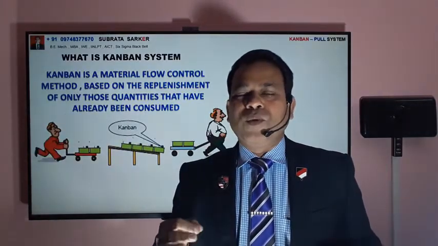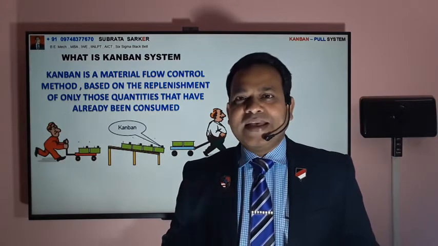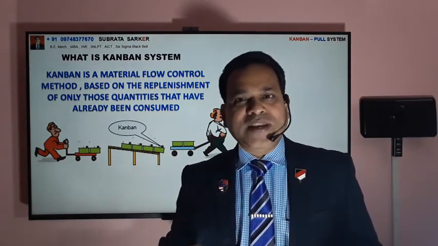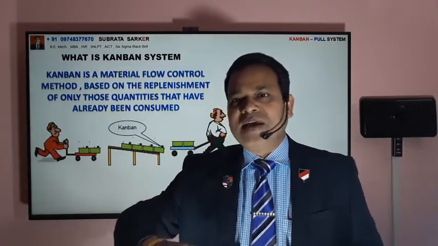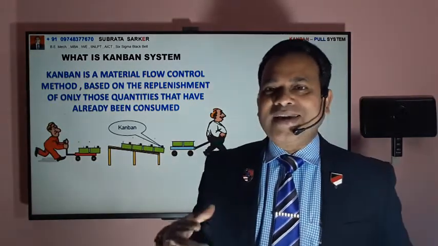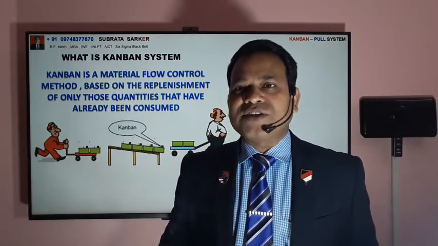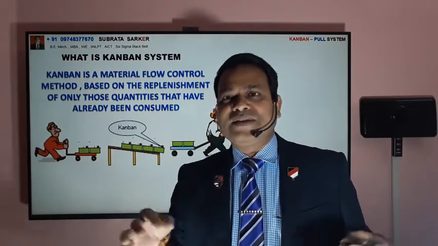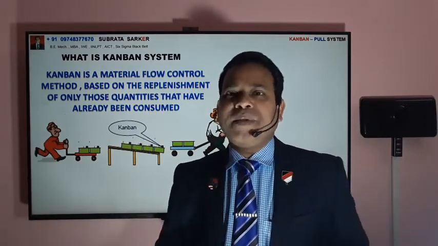Now, what is the objective of Kanban in any organization? Number one, capacity balance with the demand. When you have no demand in the market and still you are making a product, then the product will be piled up and stored. So it will be huge unnecessary inventory, leading the organization to make a loss. So with Kanban, capacity and demand can be balanced.